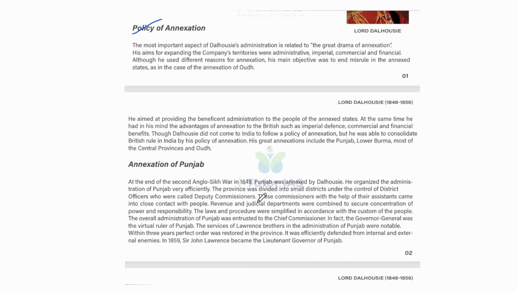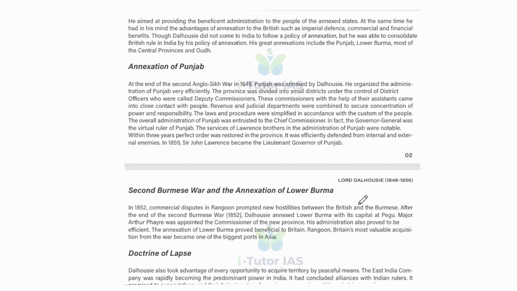The most important aspect of Dalhousie's administration is related to the great drama of annexation, and his aims for expanding the Company's territory were administrative, imperial, commercial, and financial. Although he used different reasons for annexation, his main objective was to end misrule in the annexed states, as in the case of the annexation of Awadh, and he aimed at providing beneficent administration to the people of the annexed states. At the same time, he had in mind the advantages of annexation to the British, such as imperial defense, commercial, and financial benefits.